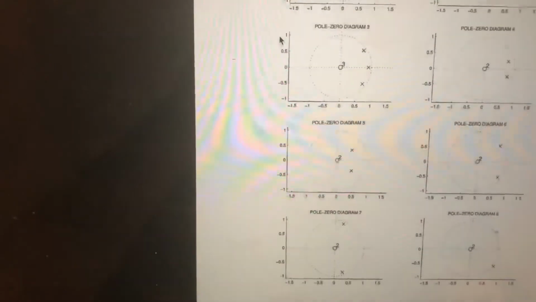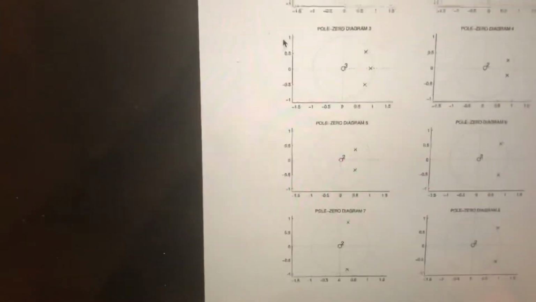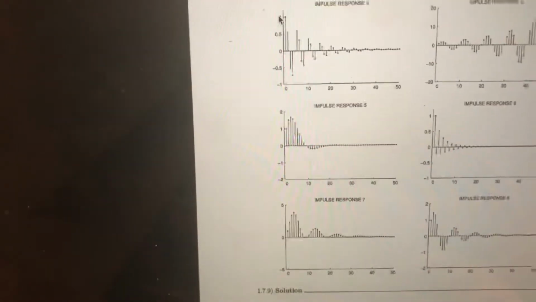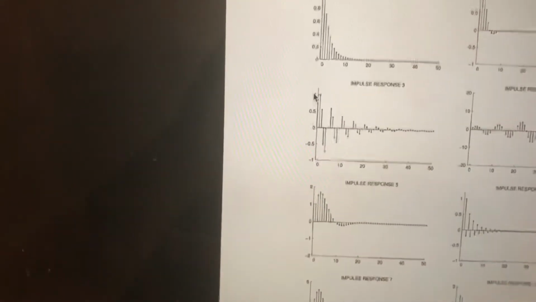Then let's look at pole zero diagram 7. As we know, the larger the angle is, the larger the frequency. Pole zero diagram 7 has the largest angle, so it has the largest frequency. So we have pole zero diagram 7 corresponds to impulse response 3.